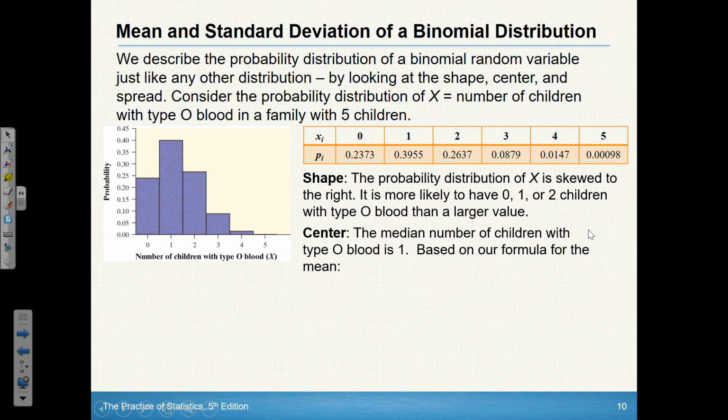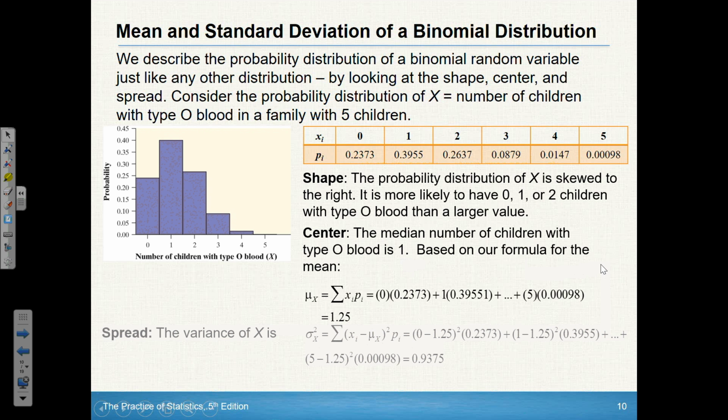Now, if we wanted to find the mean of this distribution, we could rely on the fact that it is a discrete random variable, and we could use the sum of all the x times p's, and we would get 1.25. Happens to be pretty close to the median. And we could also use the variance rule, the sum of the x minus mean squared times probability, to get a variance of 0.9375 or a standard deviation of 0.968.